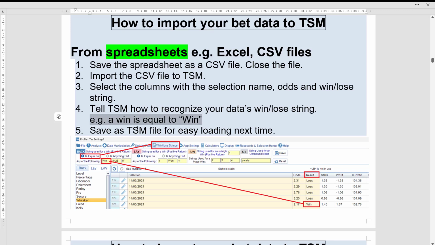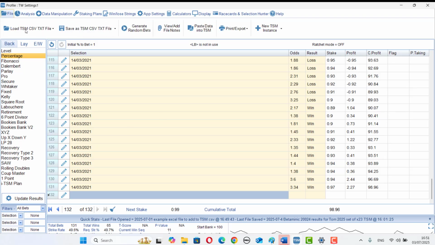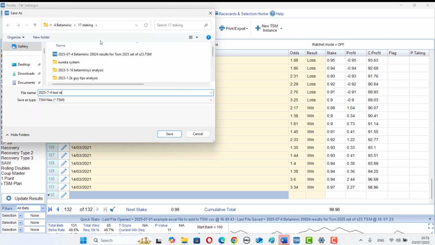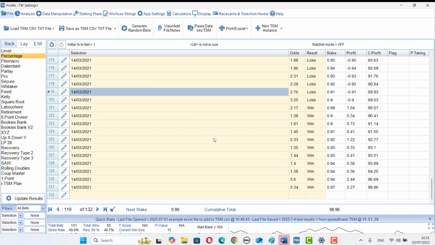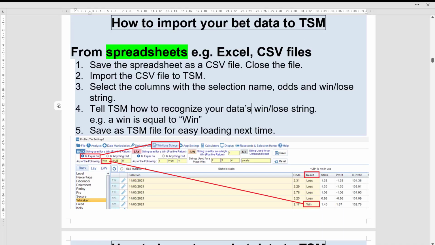And then once you've done this, you can save it as a TSM file, so you don't have to do this loading next time. So once you've imported the data once, you can save it as a TSM file. And so next time you can just load directly from a TSM file and you won't have to do the sorting part. So very easy to load spreadsheet data into TSM. All you really need are the odds and a win-lose string. The selection name can be the date or whatever, it's not so important.